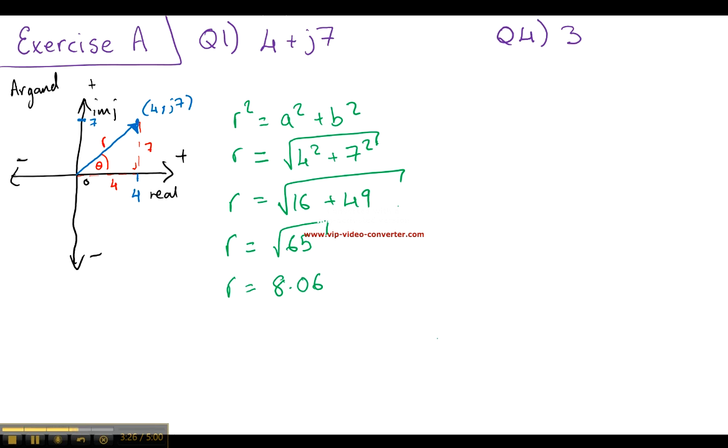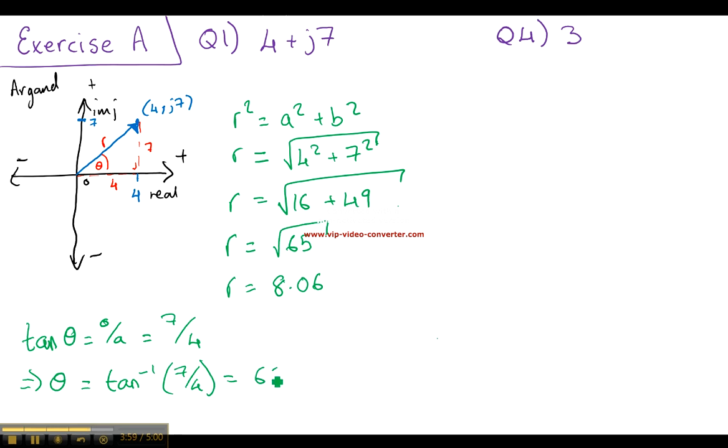Then we can find theta, and we use our relationship. Well, we know our SOHCAHTOA, and we know tan of theta is going to equal opposite over adjacent. The opposite is the 7. The adjacent is our 4. So then to get theta, we manipulate that formula and we say theta equals the inverse tan of 7 over 4. And when you put that into the calculator, you should get 60.3 degrees.